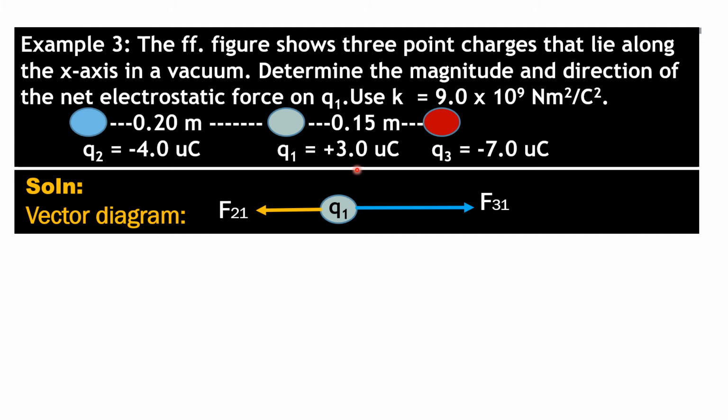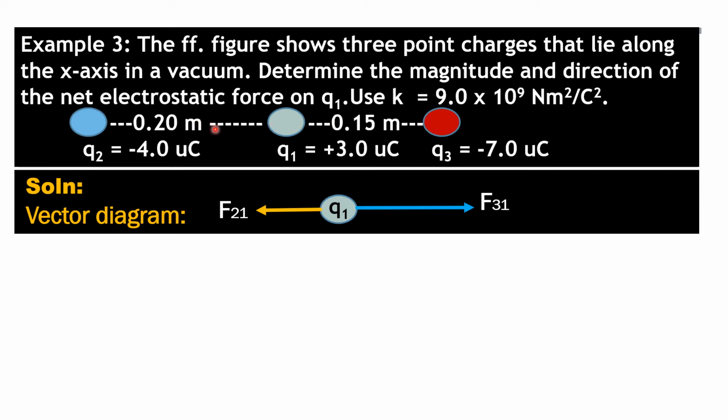This is now example number 3. We have a figure that shows 3 point charges that lie along the positive x-axis in a vacuum. Determine the magnitude and direction of the net electrostatic force on the charge Q1. Of course, we will use the value for K equals 9.0 times 10 to the 9th Newton meter squared per coulomb squared. So here's our diagram.